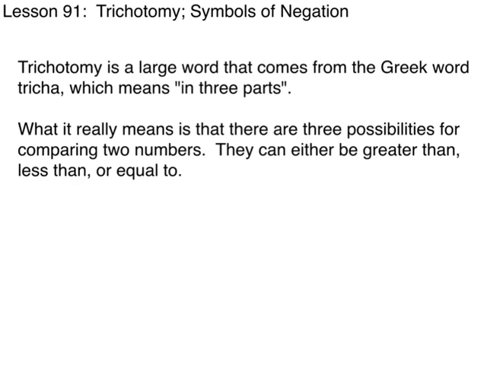So this is lesson 91 in Saxon's Algebra 1/2, the second edition book. And this lesson is on something called trichotomy and symbols of negation. Now trichotomy is a great big, fancy sounding word that comes from the Greek tricha, which means in three parts. What it really means is that when you're comparing two numbers, there are only three possibilities. They can either be one greater than the other, one less than the other, or they are equal to each other.